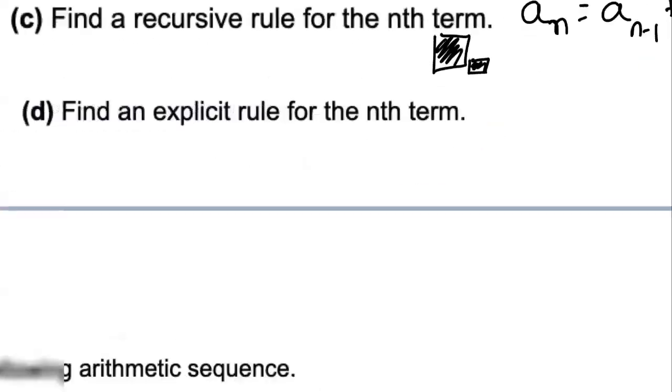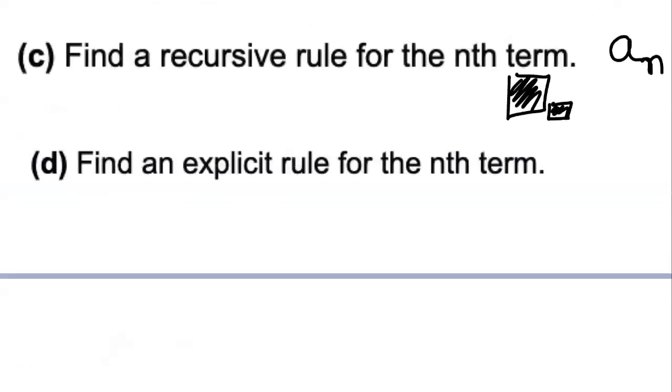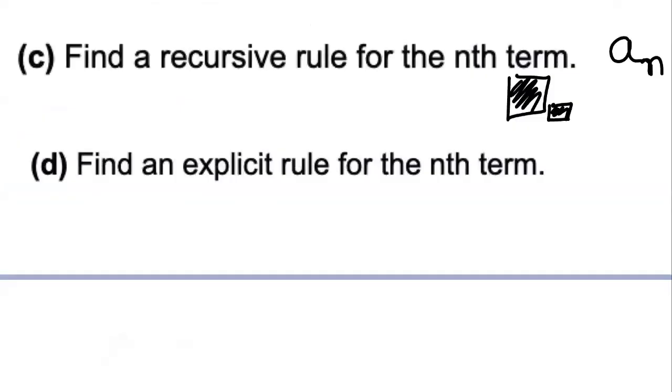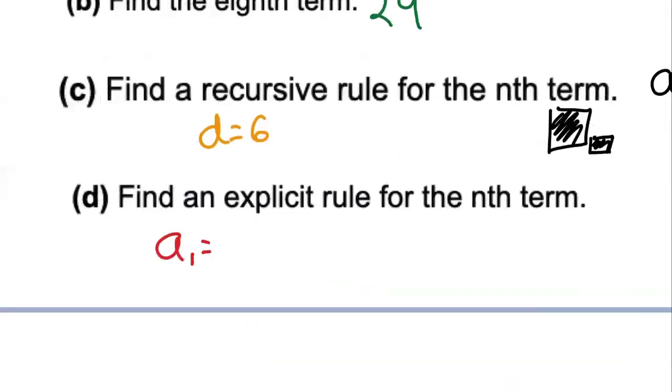Now it says to find the explicit formula. For the explicit formula, there are 2 things we need. Oh, sorry. Before we go, remember, for the recursive formula, the only thing you need is the common difference. But for the explicit formula, there are two things you need. You need the first term. So what's the first term in my sequence? Very good. The other thing you need is the common difference, which in this case is 6. So the explicit formula requires you to know two things.